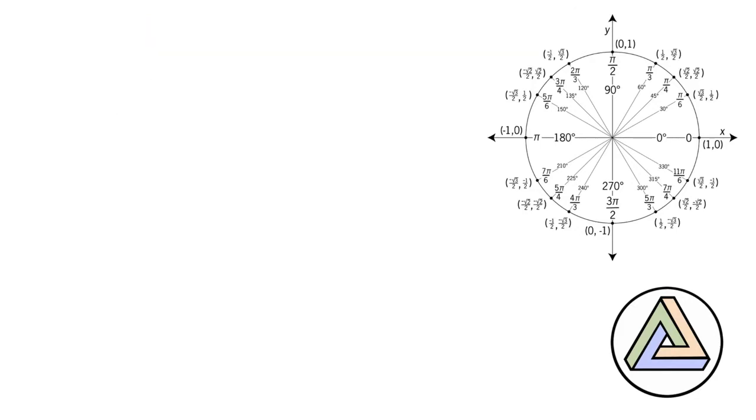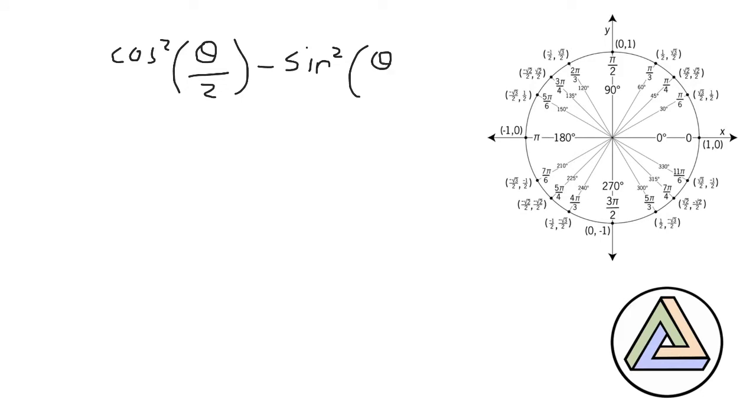Okay, so the next one is cosine squared theta over 2 minus sine squared theta over 2.